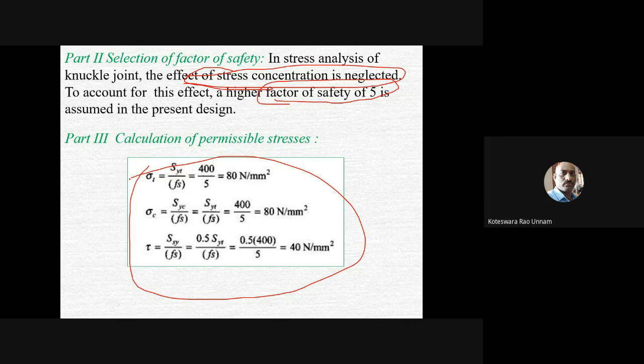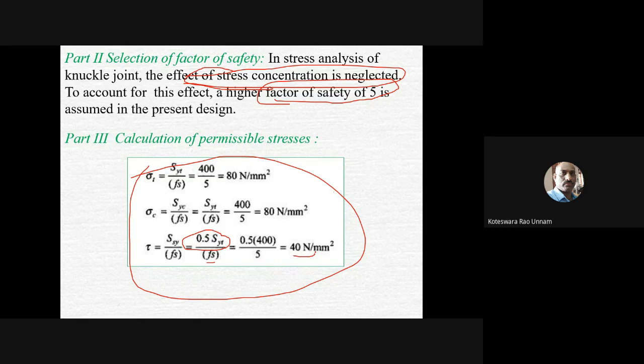Here you use the maximum shear stress theory. Your SYS is 0.5 times SYT, then divided by the factor of safety will give the allowable shear stress. So like this you need to do it. That means first you have to pick the material, then apply some factor of safety, and based on that estimate sigma T, sigma C and tau.